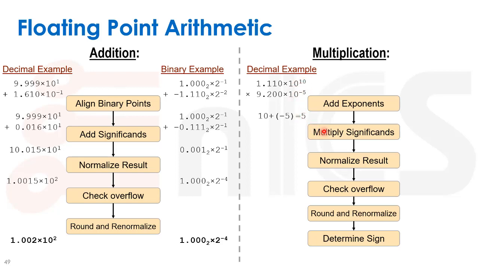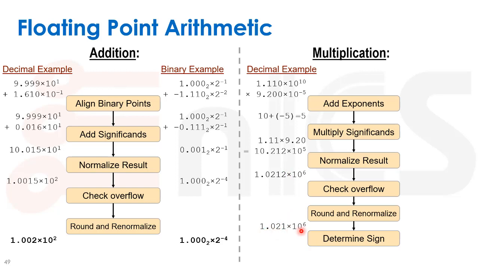Then we're going to multiply the significands, so this times this, and when we do 1.11 times 9.2, we're going to get 10.212, and what we have in our exponent is 10 to the 5 from our previous step. So this is going to be our answer, but now we need to normalize it back, and so we're going to move the decimal point over 1, so we get 1.0212 times 10 to the 6, and again, we have to round and renormalize, so we have to get rid of one of those digits, so we decided to round it down.